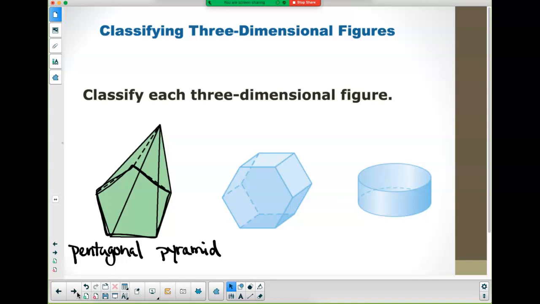So look at the second one. What's that? Let's start with this. Is it a prism, a pyramid, a cone, or a cylinder? Which one? Prism, pyramid, cone, or cylinder? I heard some of you whisper it. It's a prism. And now we have to be more specific. What type of prism? That's where we look at the base. What shape is this? If a figure has 6 sides, what do we call it, Samantha? Hexagonal prism.